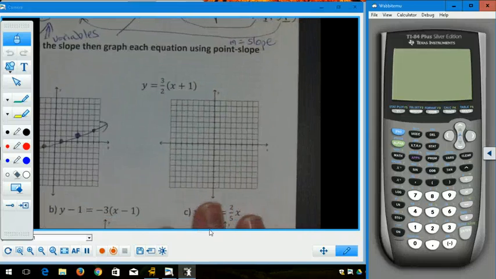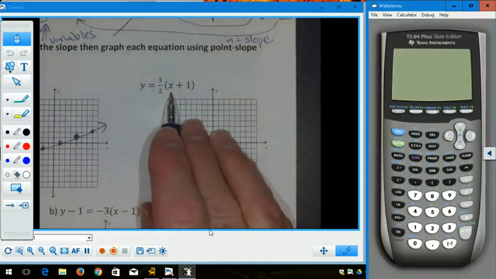Let's take a look at another example. y equals 3/2 times the quantity x plus 1.